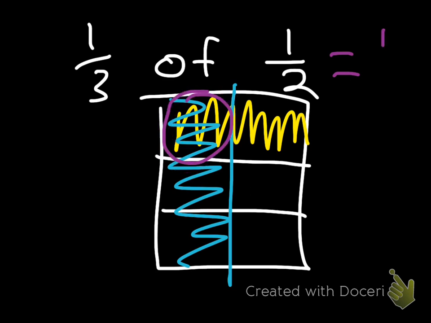So that becomes our numerator. Now our denominator is how many boxes we have total, I'm sorry. So right now we have 1, 2, 3, 4, 5, 6 total boxes, so 6 is our denominator. So 1/3 of 1/2 is equal to 1/6.